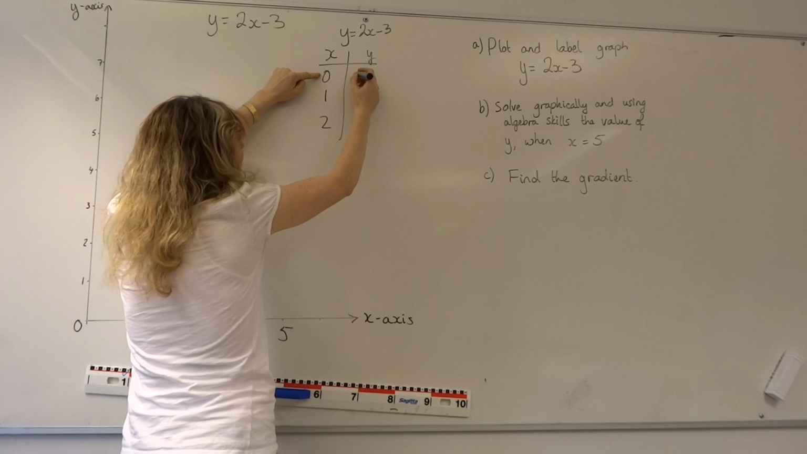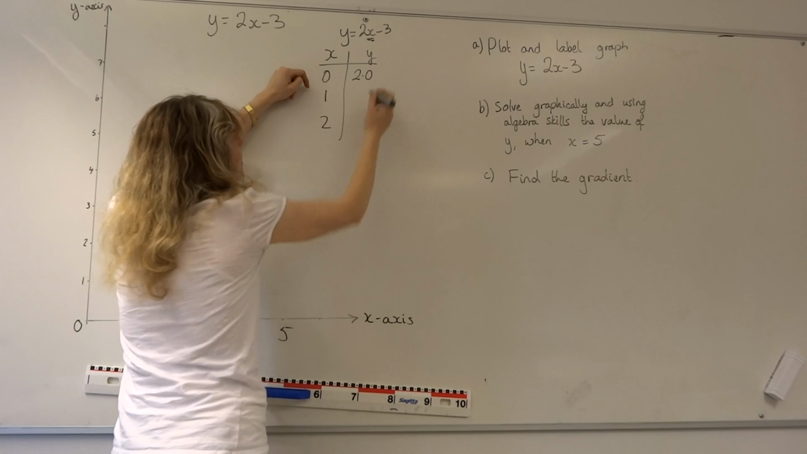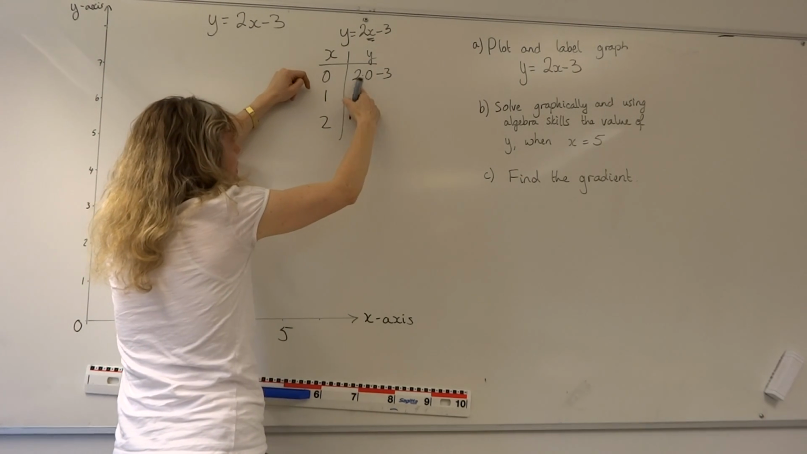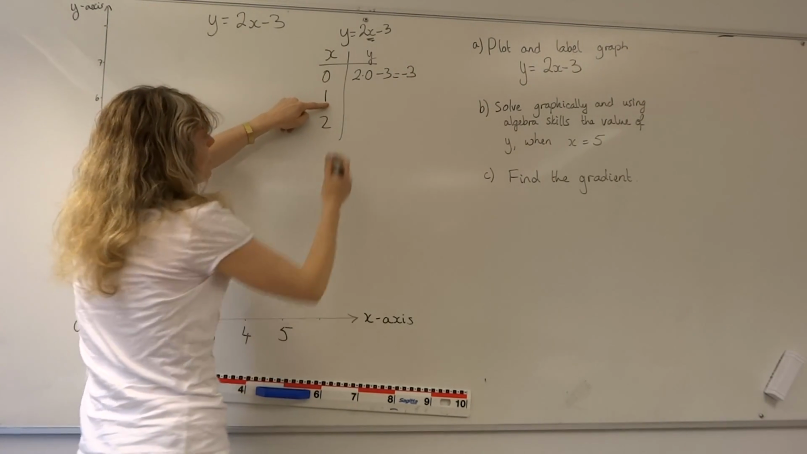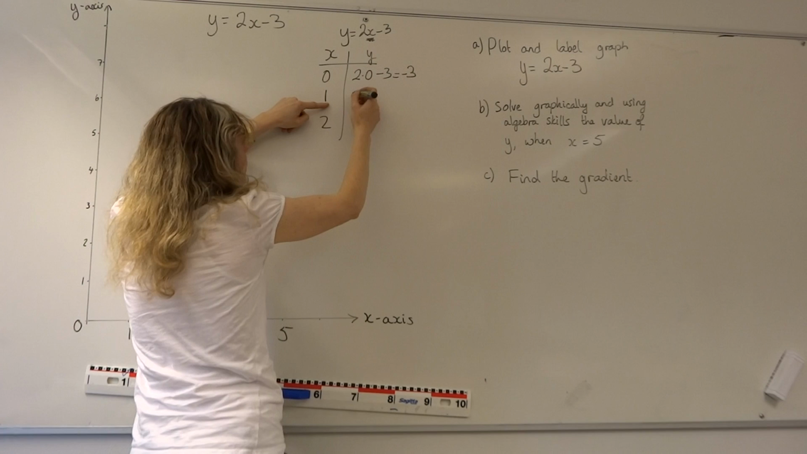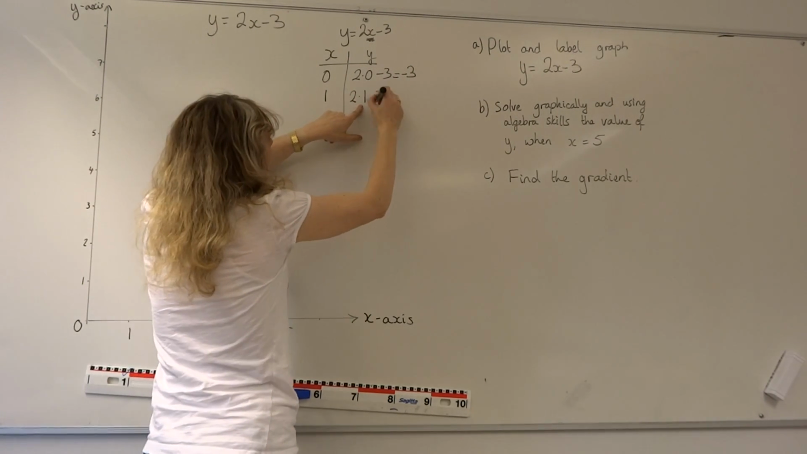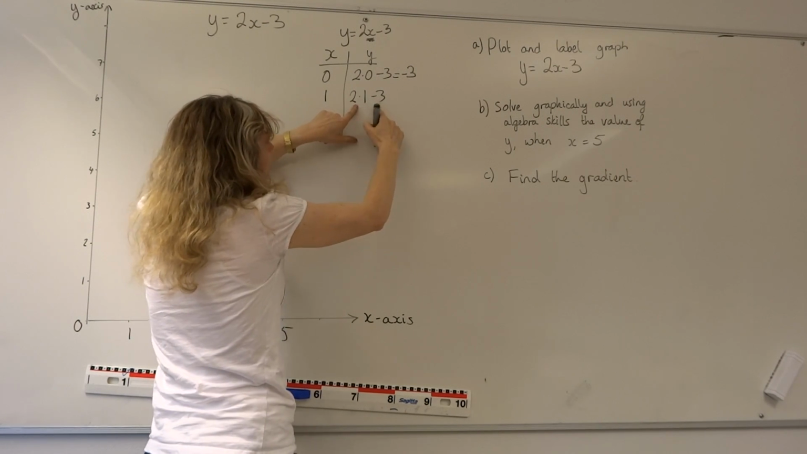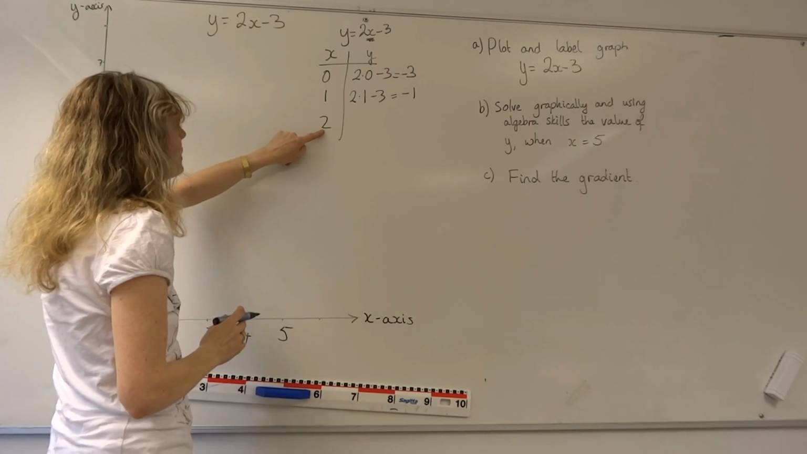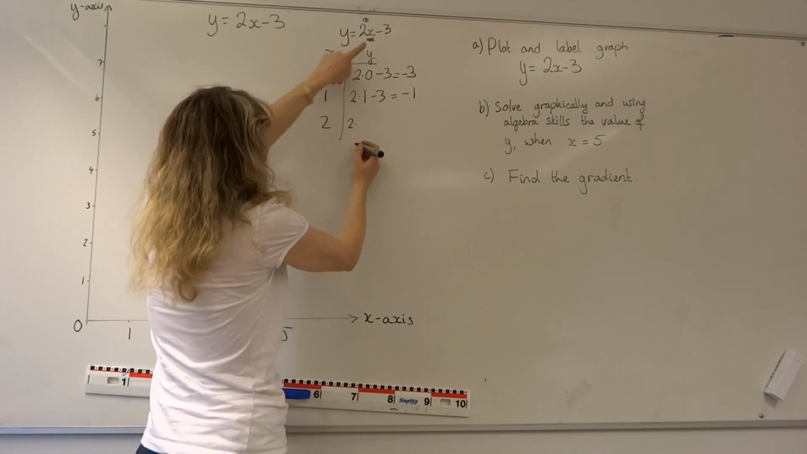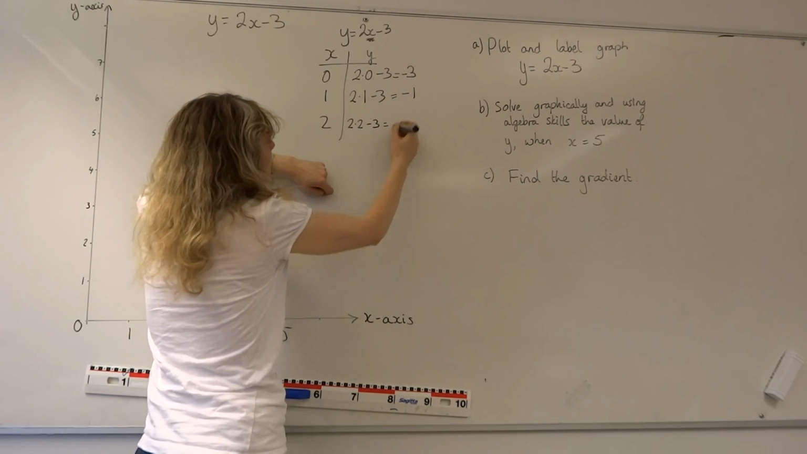When x is 0, then y would be 2 times 0, put 0 in here for x, minus 3. 2 times 0 is 0, 0 minus 3 equals minus 3. When x equals 1, we put the value of 1 into this equation, so we have 2 times x, but now x equals 1, minus 3. 2 times 1 is 2, 2 minus 3 is minus 1. And then when x equals 2, 2 times x, which is now 2, minus 3. 4 minus 3 is plus 1.